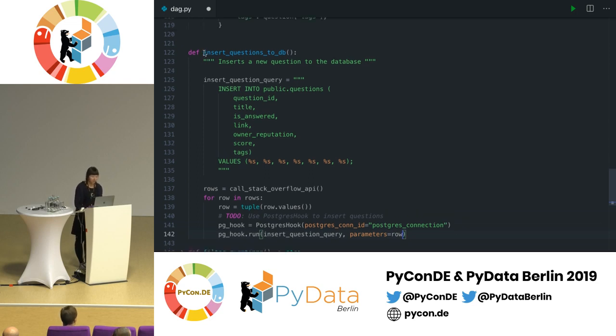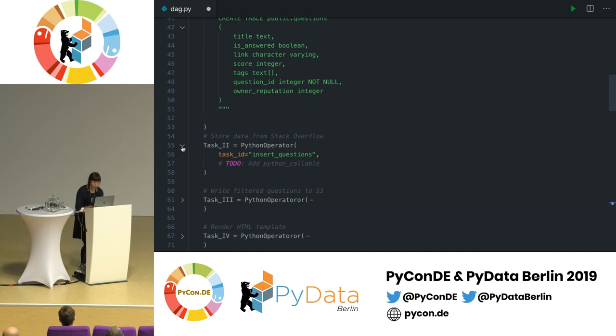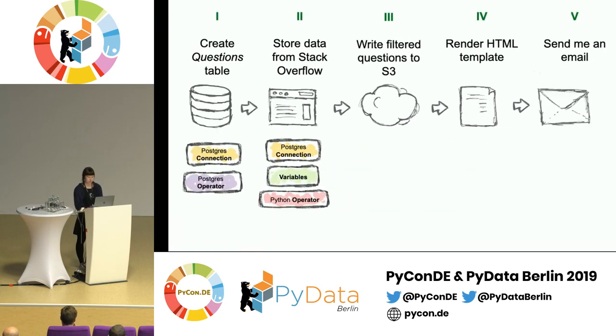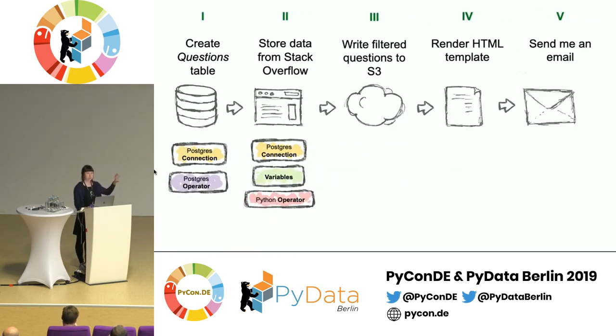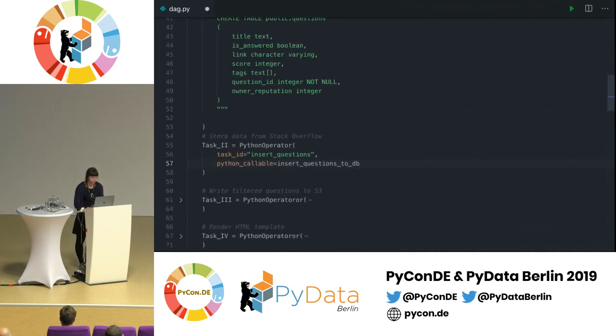Now we just take this function that we created and go and create one more task in our DAG. It's using Python operator because we need to write Python function, and I just provide Python callable here. Super easy, nice, done, second task. The third one, now we're taking data from the table, filtering it, and storing as JSON in S3. So here we will need Postgres connection, Postgres hook, and two new things, S3 connection and S3 hook. And of course, Python operator to run it all for us.